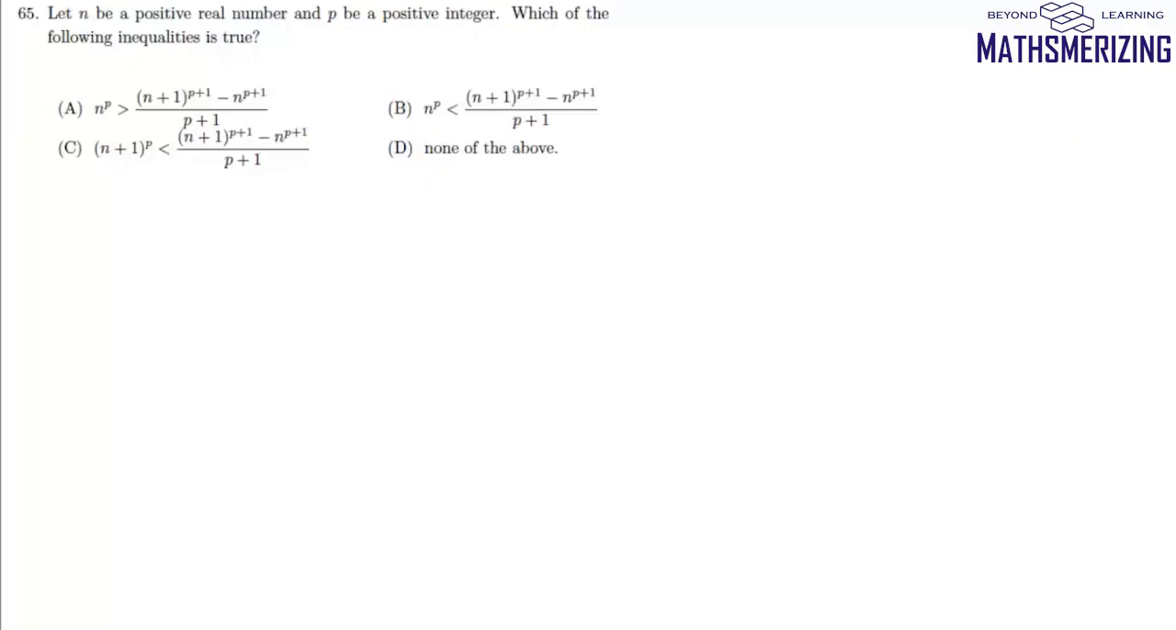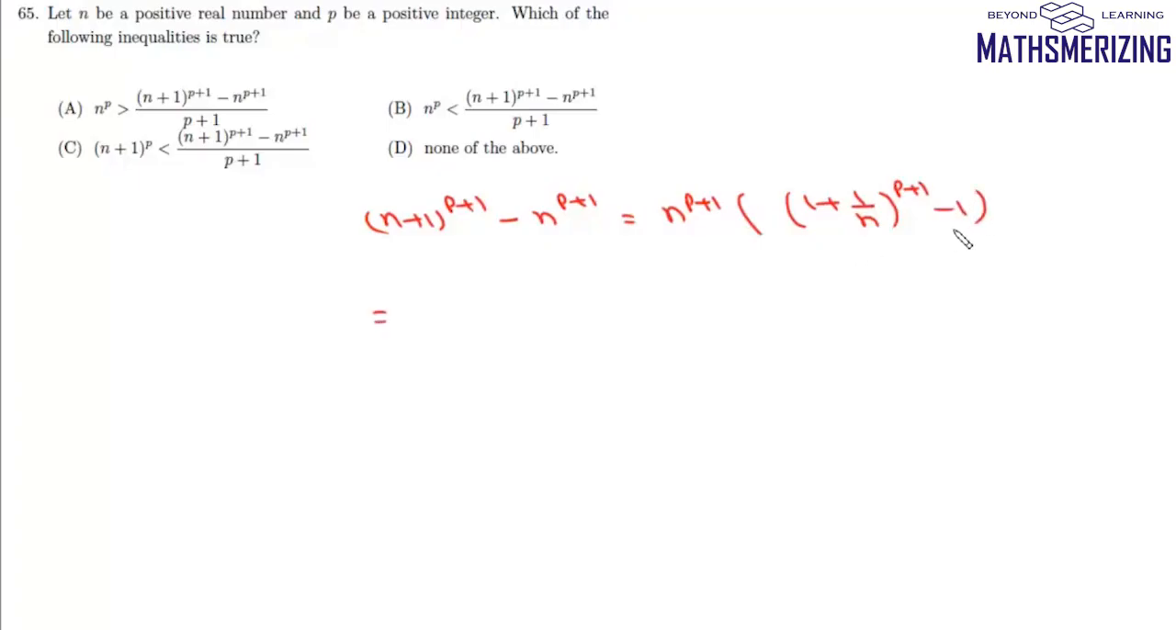Now question number 65 is, if n is a positive real number and p is a positive integer, then which of the following inequalities is true? So what we'll do is compare this expression, which is (n plus 1) to the power p plus 1 minus n to the power p plus 1. Now we'll take n to the power p plus 1 common. We can write (1 plus 1 upon n) to the power p plus 1, minus 1.